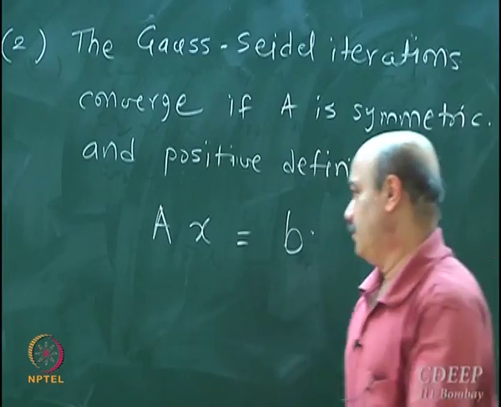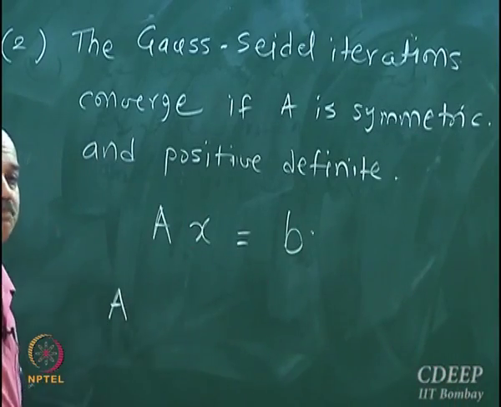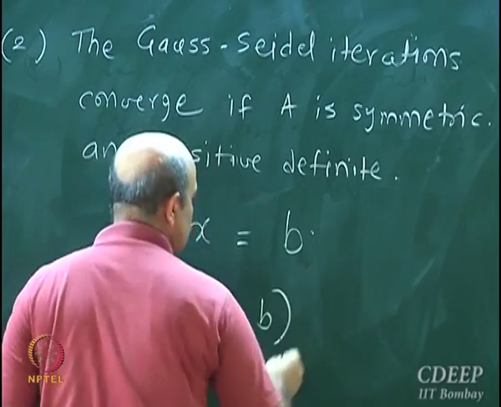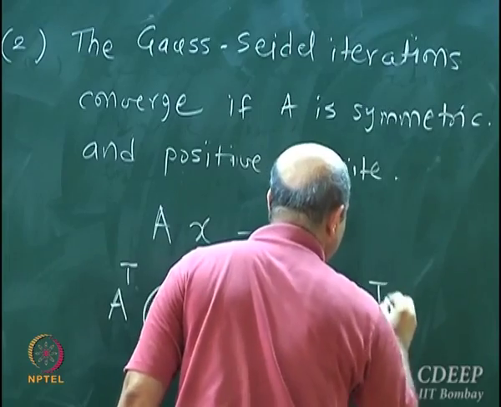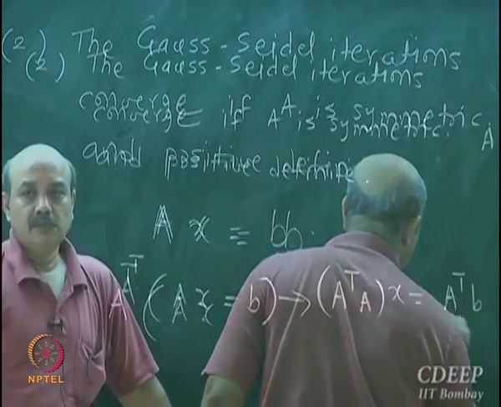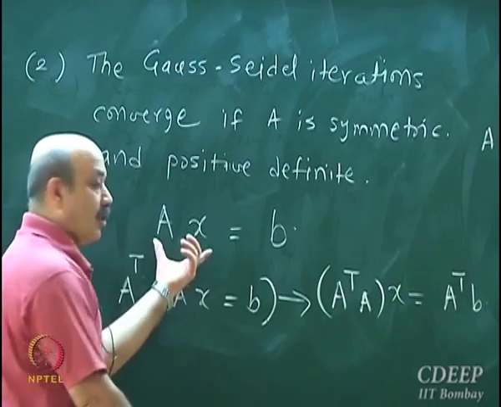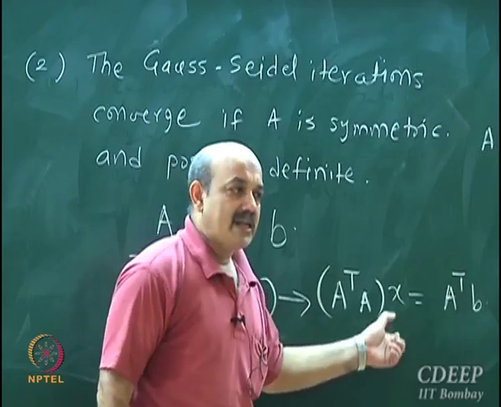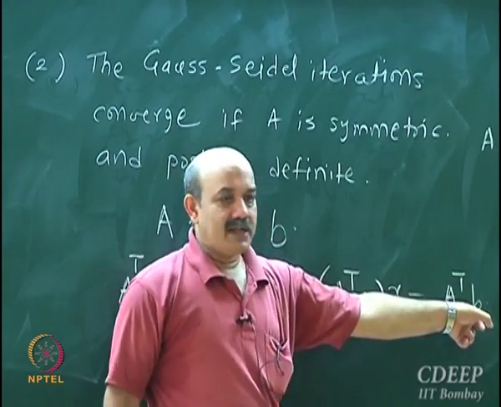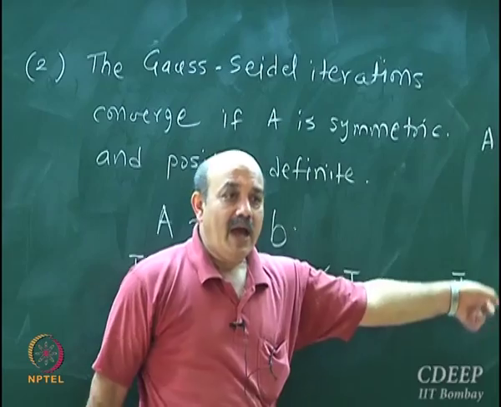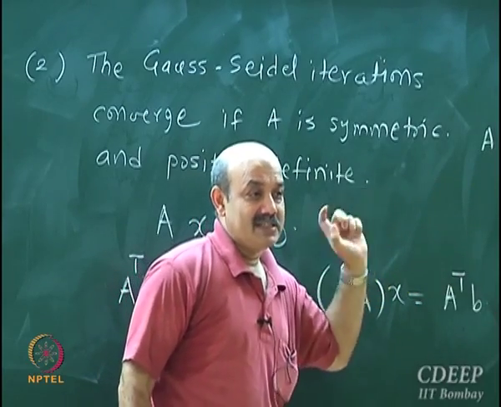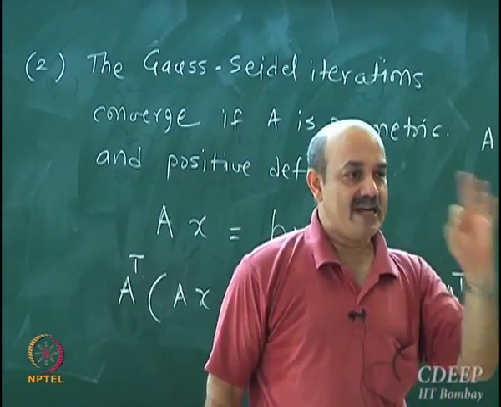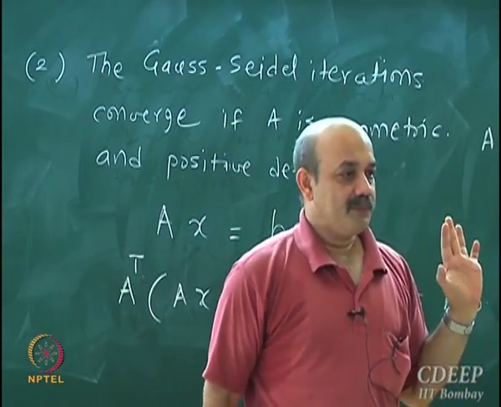Very good, excellent. I just pre-multiply this equation with A transpose. So this gives me A transpose A. Okay, I don't have to solve Ax = b. I can instead solve A transpose A x = A transpose b. Okay, I am guaranteed convergence. So I am using my theory to change the problem in such a way that I am guaranteed to get a converged solution.